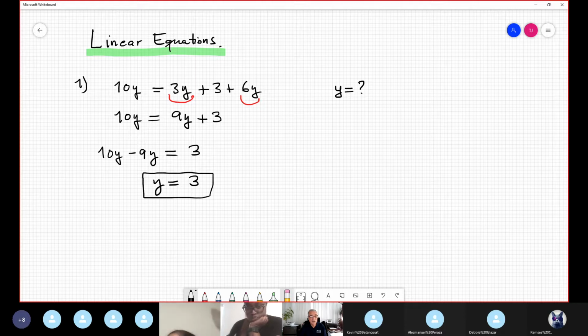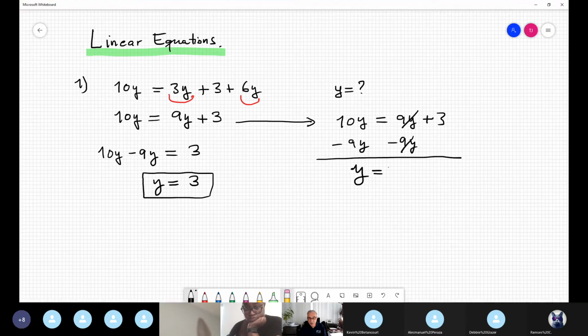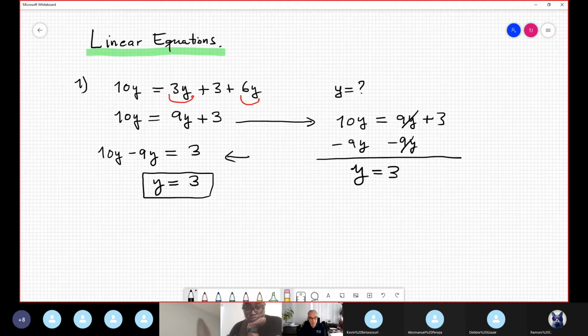Another possibility is that some people, in that step, do it like this: subtracting 9y. Now, by column, this is 1y. This cancels out, 0 equals 3. Either way, guys, I prefer that way. I don't know why, but I prefer that way. But this is similar. This is the same.